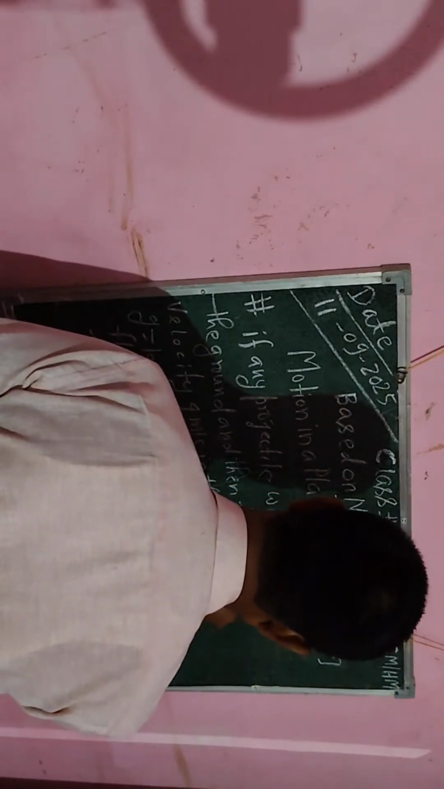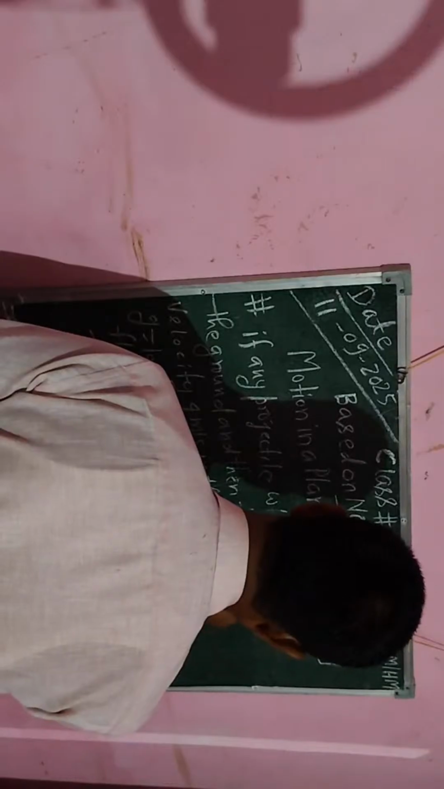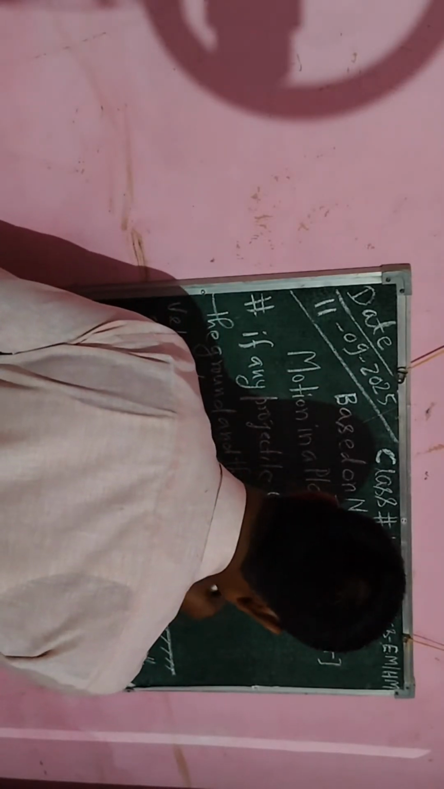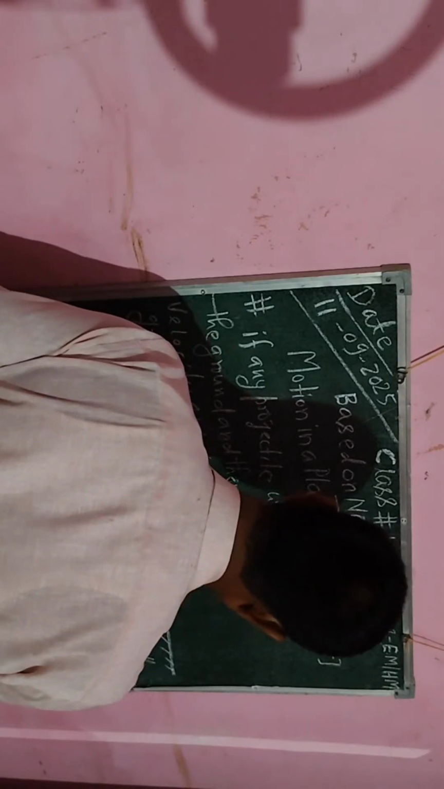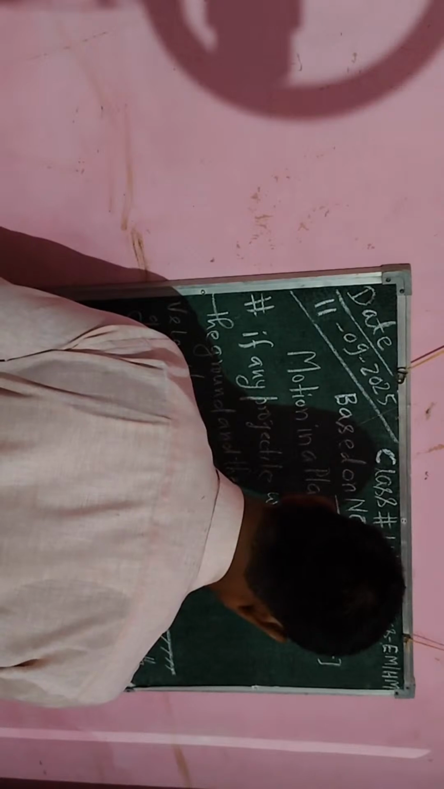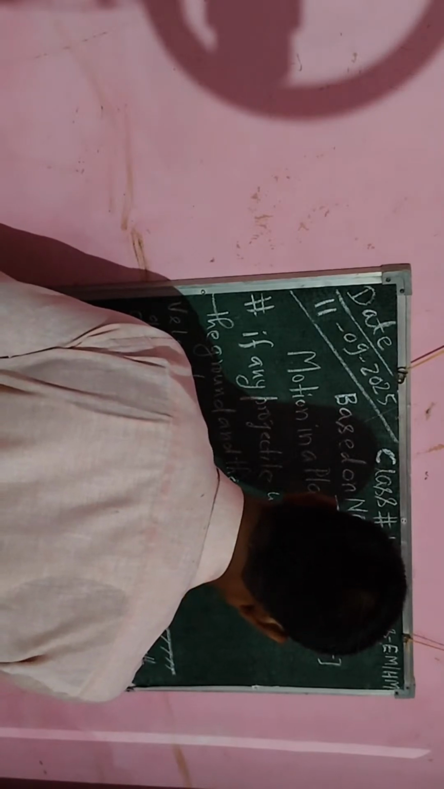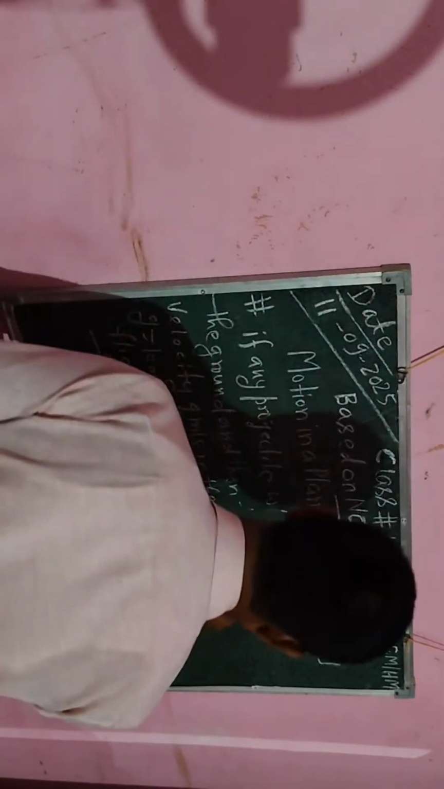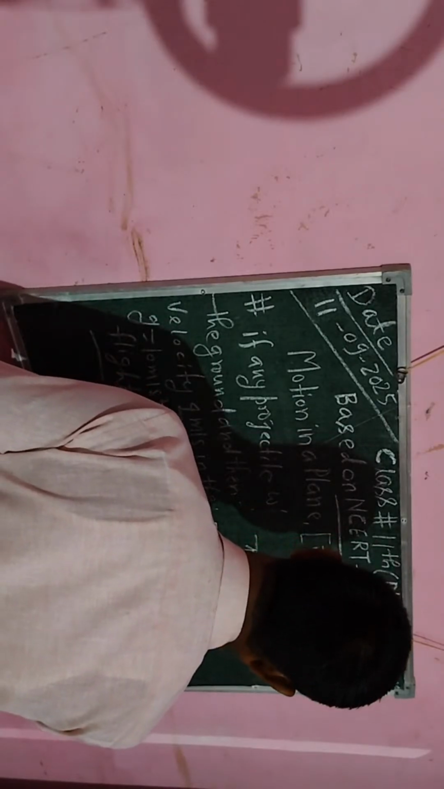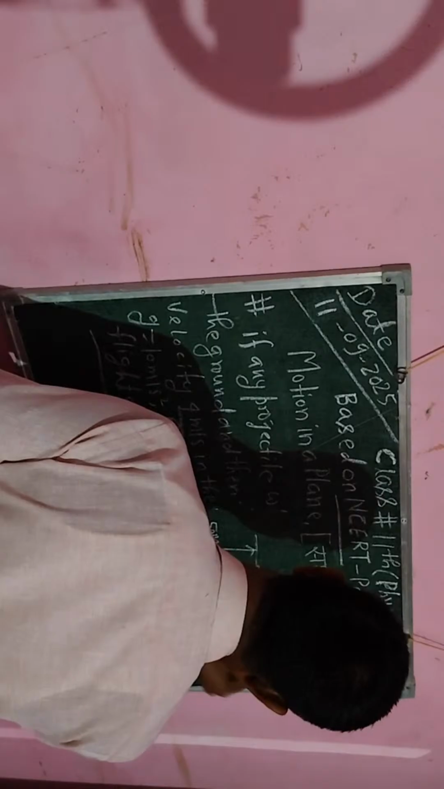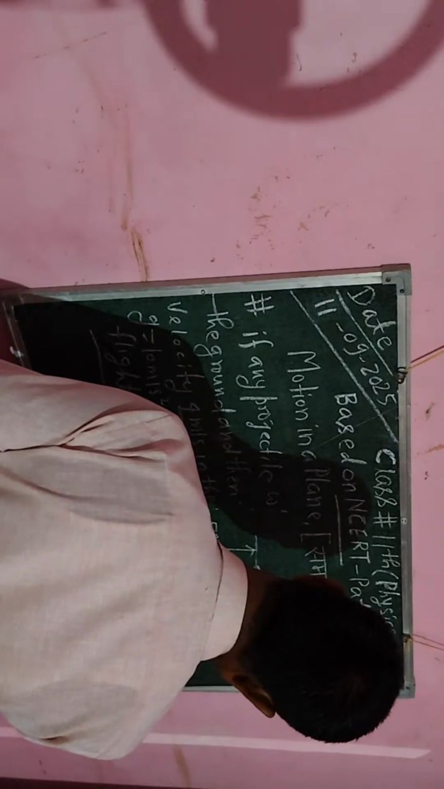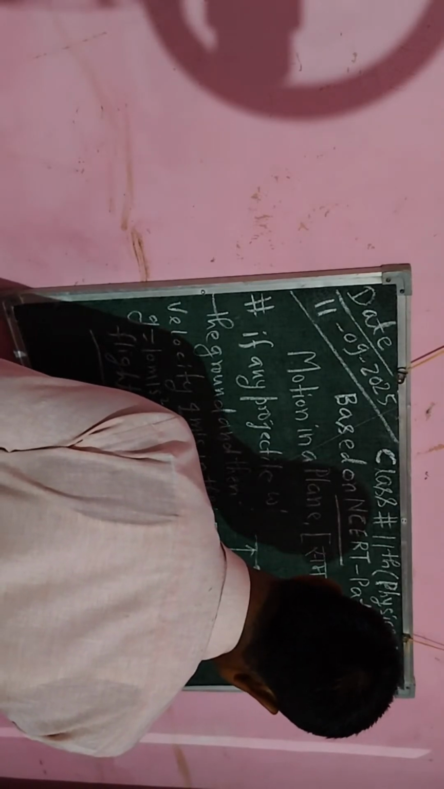Now, if the projectile is available at this point, I will draw a perpendicular line from the point to the Earth's surface. This distance I have written in the question, that is 50 meter. So this distance is 50 meter. Now the projectile is being thrown downward, and after some time that projectile will touch the ground.